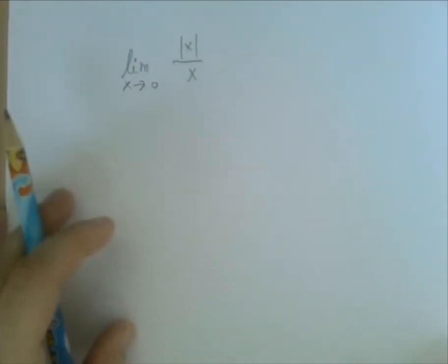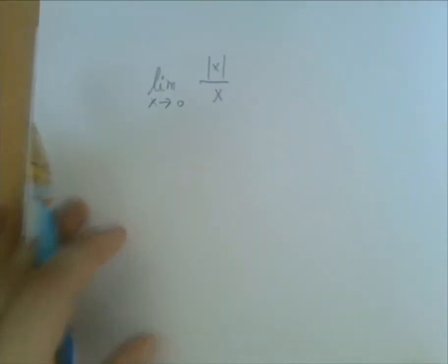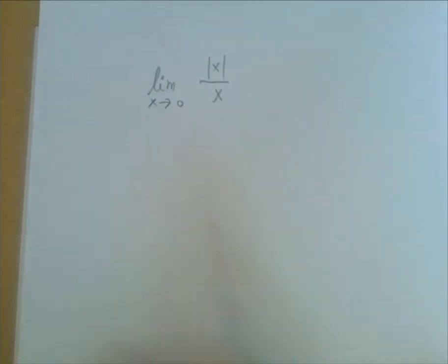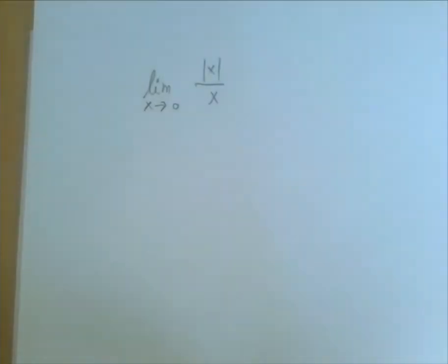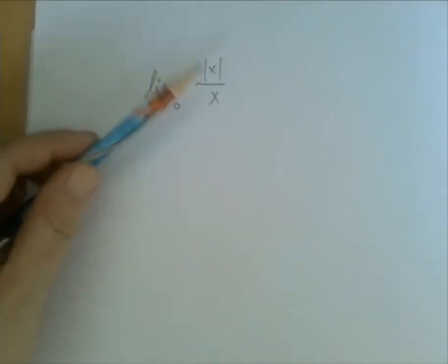Let's just figure out what the graph of this function is. If we substitute positive numbers into this expression, so forget the limit, let's just look at this example. Let's substitute 5 into it. The absolute value of 5 is 5. 5 over 5 is 1. So we get 1. What about 10? Absolute value of 10 is 10. 10 over 10, 1. It looks like anytime we put in a positive number, we just get 1.